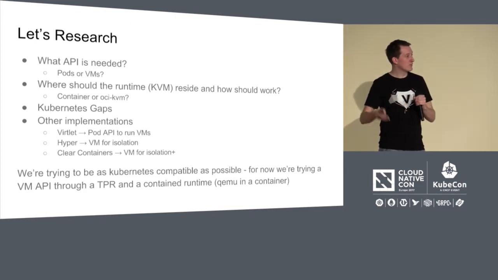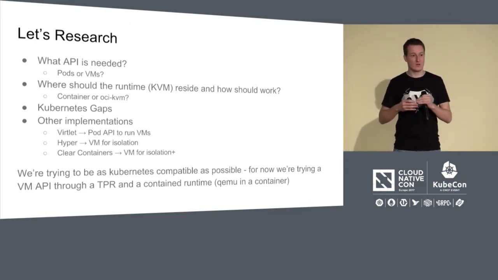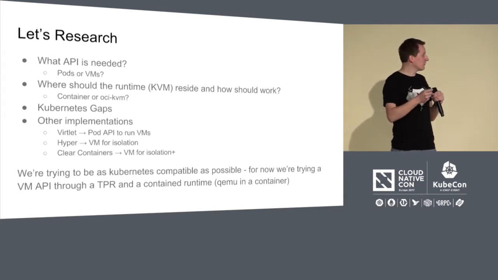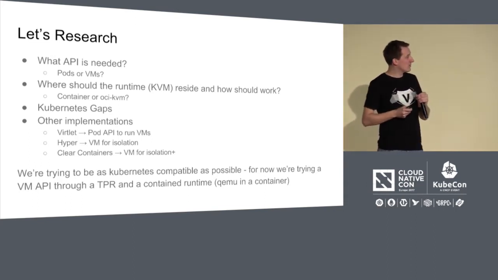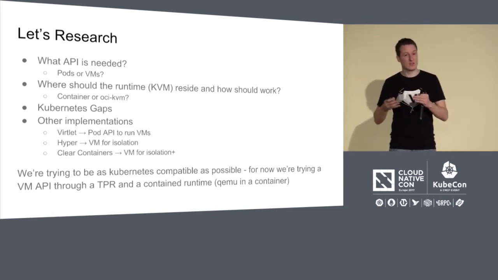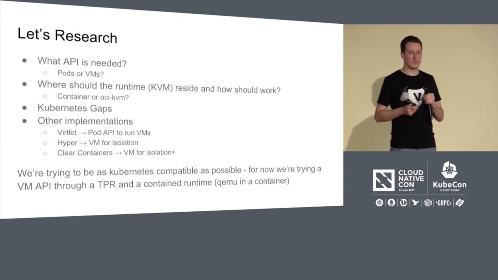As Itamar said, we come from the background of really knowing what we will need in that VM specification, and we know it's going to be a lot of details. So that's why we decided to go with a specific VM API for now. And all of those approaches are also looking at doing the runtime as a container runtime, or an implementation of the container runtime interface, or similar.